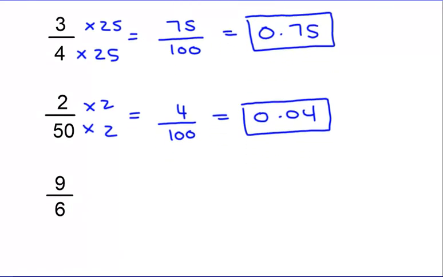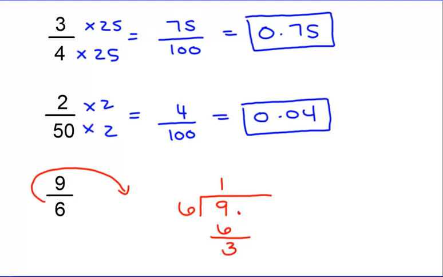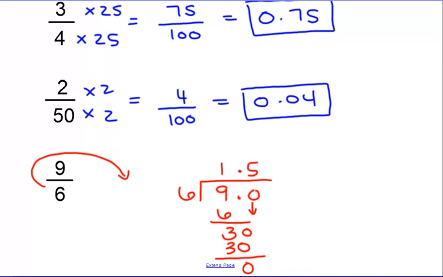And then we have 9 over 6. Now 6 cannot go into 10 or 100, so we're going to have to flip it over and divide. So 6 is on the outside, 9 is on the inside. 6 goes into 9 one time. Subtract. Add a decimal, bring it to the roof, add a 0, bring it down. 6 goes into 30 5 times evenly. So the answer to this one would be 1.5.